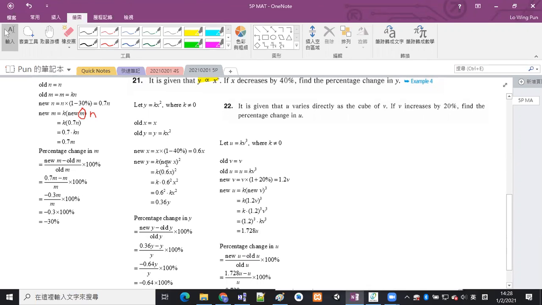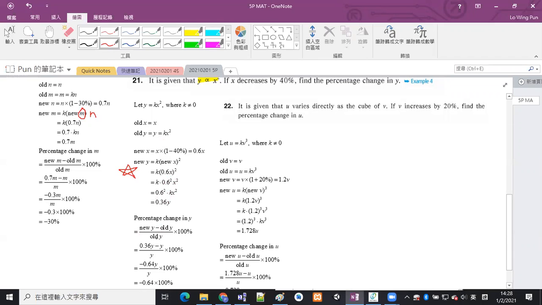Careful here, I just want you to be careful at this place. The new x is replaced by 0.6x, but the whole 0.6x should be inside the square. So this square is for the 0.6 and for the x, so both of them share the square. Again, the number should be put to the front of the expression, and then you just calculate the number to be 0.36, and the latter part, kx squared, is changed to y, by our preparation here.